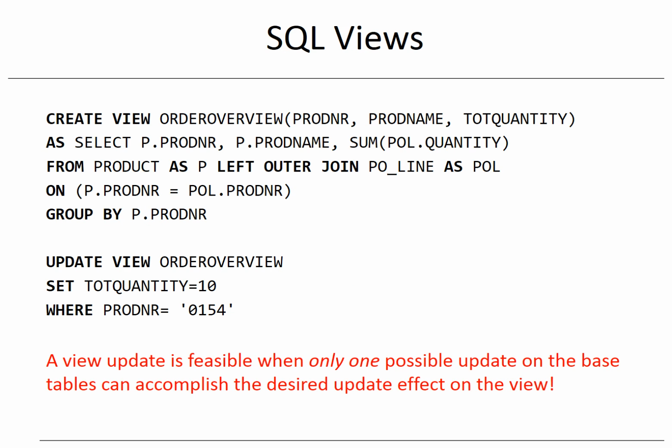Here you can see our view order overview, which we defined earlier. The update instruction tries to set the total ordered quantity to 10 of product number 154. Obviously, there are multiple ways to do this, and the RDBMS will generate an error. A view update is feasible when only one possible update on the base tables can accomplish the desired update effect on the view. In other words, this is an example of a view which is not updatable.